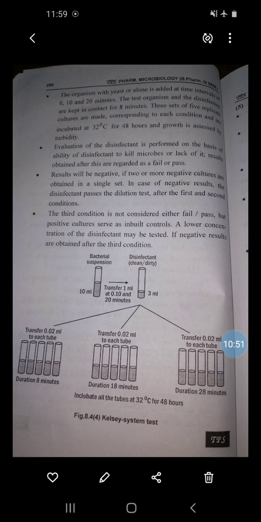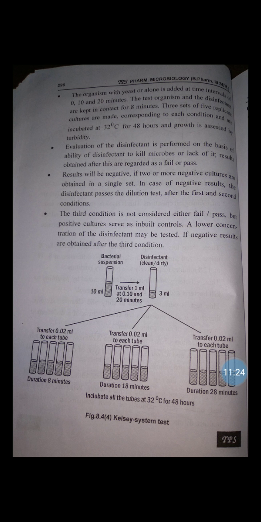In case of a negative result, the disinfectant passes the dilution test after the first and second conditions. Then the third condition is not considered either fail or pass, but the positive culture serves as an inbuilt control. A lower concentration of the disinfectant may be tested if negative results are obtained after the third condition. So see here, this is the flowchart for this test.